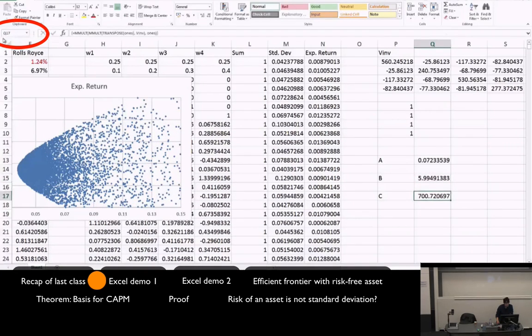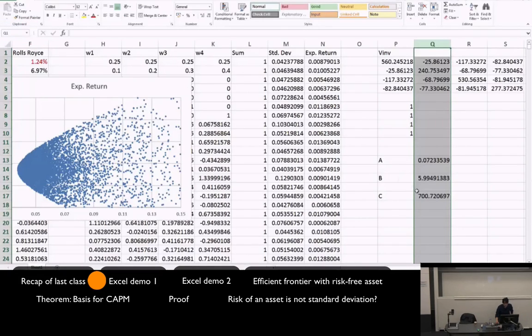I want to call this cell C, but unfortunately Excel doesn't allow using C as a name because C refers to the entire column in Excel. So instead of C, I'll name this cell D. Okay?